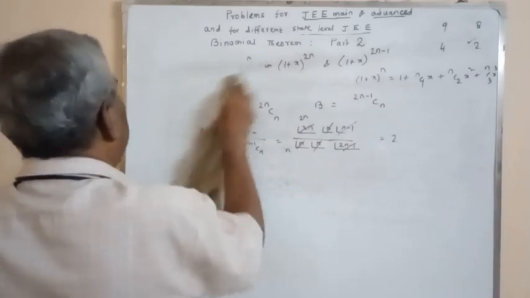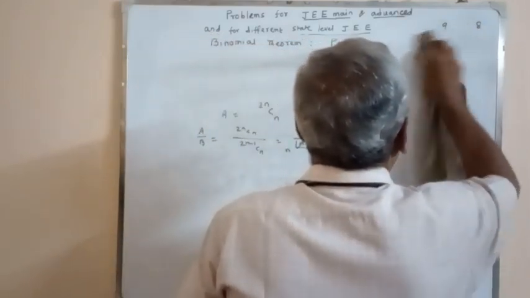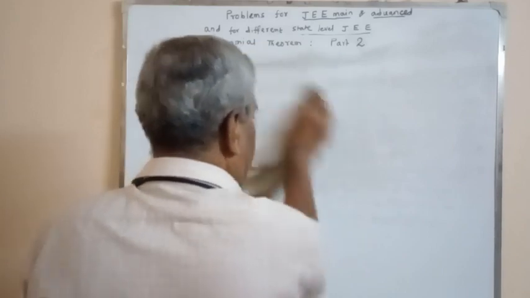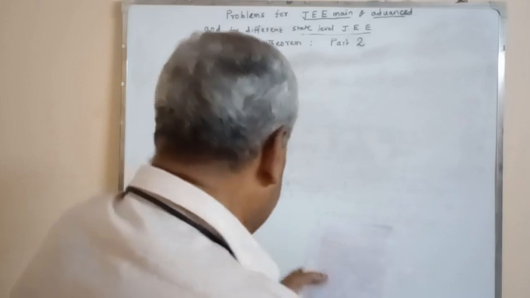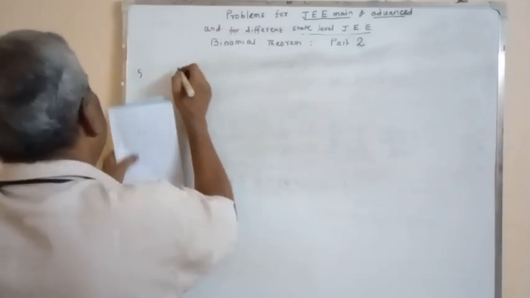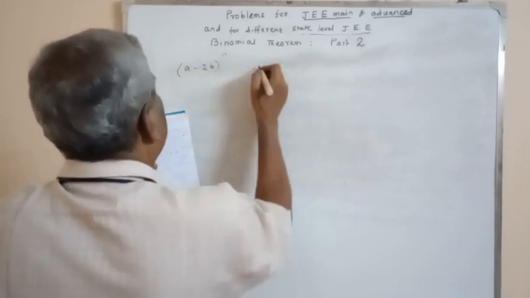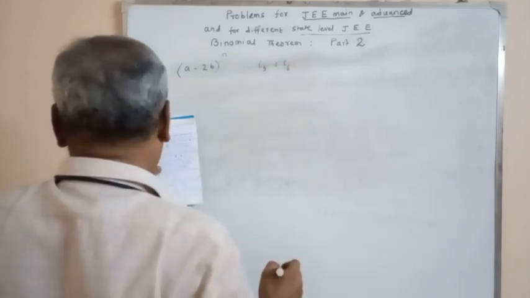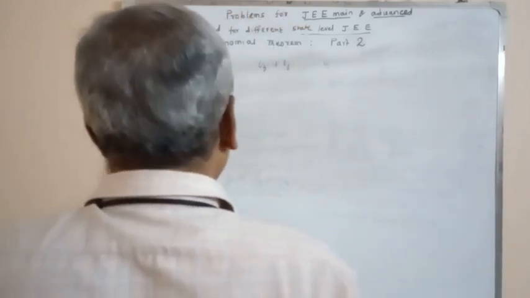Number 5. In the expansion of a minus 2b to the power n, the sum of T5 and T6 is 0. Then a by b is how much?